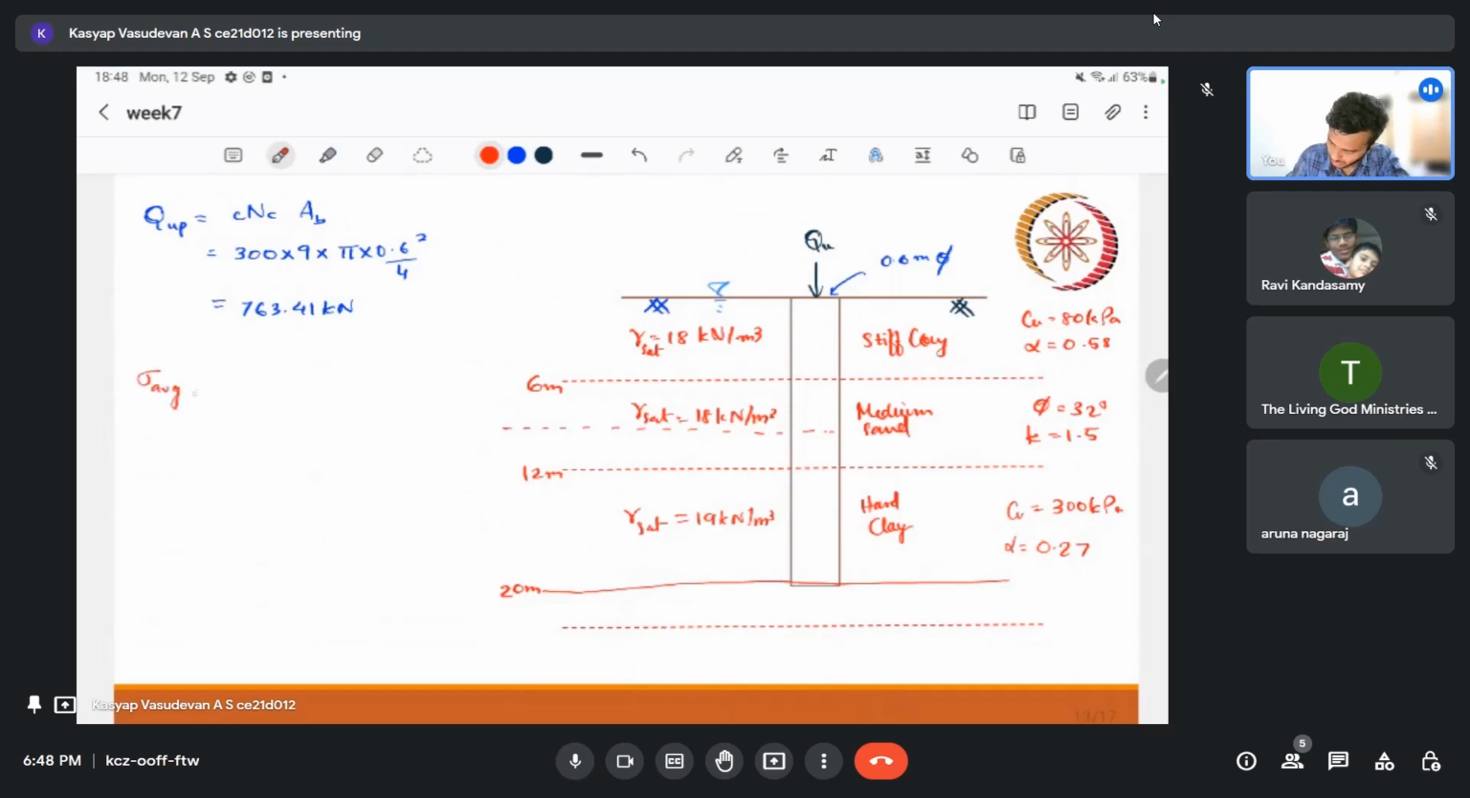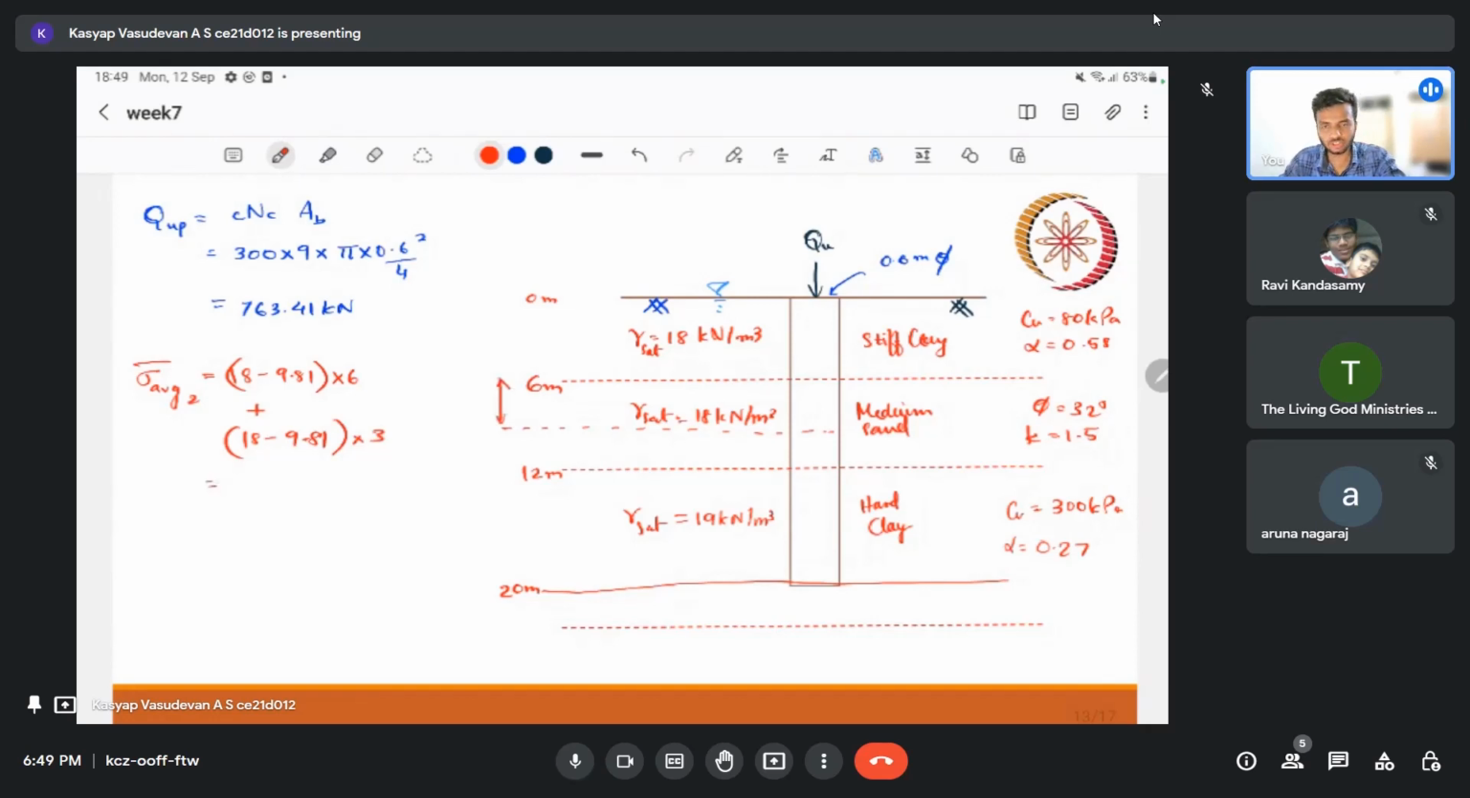So for the second layer, we can say it as, what do we have? Okay, since water is at the ground level, we have to reduce the densities. So the first layer contributes (18 minus 9.81) into 6. That is the first layer. Plus the second layer will be (18 minus 9.81) into 3, right? So the middle of the layer.